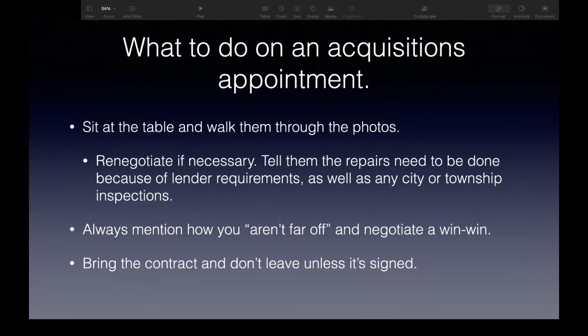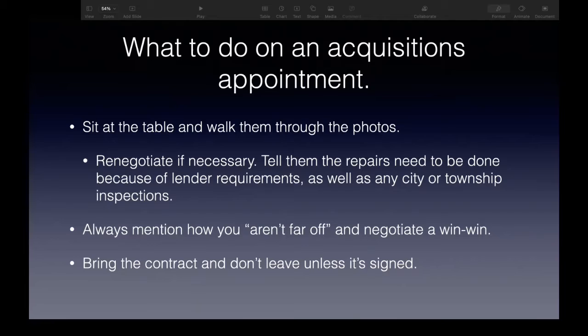And I learned that from my one boy, Leroy. He's a beast at sales and he does this and it works every single time. He'll tell them, hey, this is my offer, but at least we're not far off. Can we come to terms? Can we meet in the middle? Can we do this number? And that always gets them to agree.